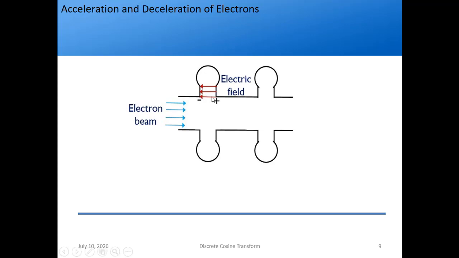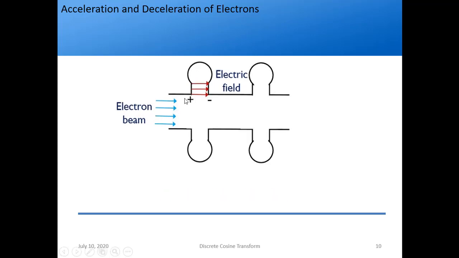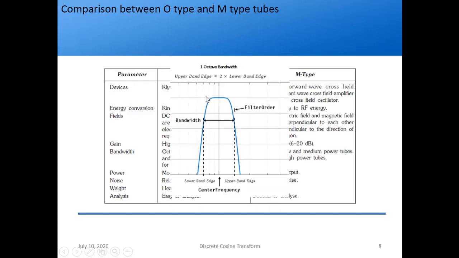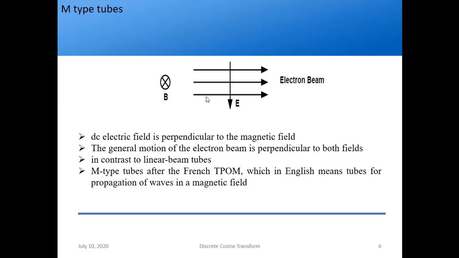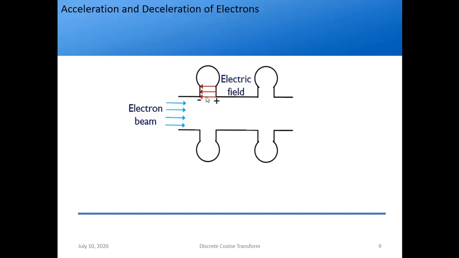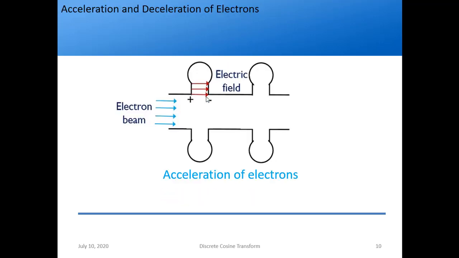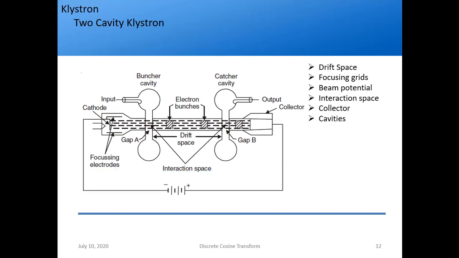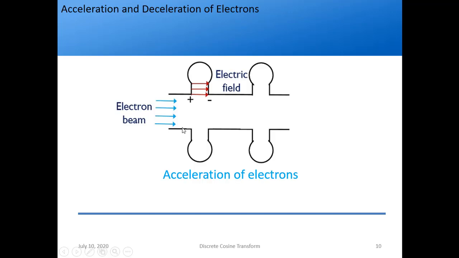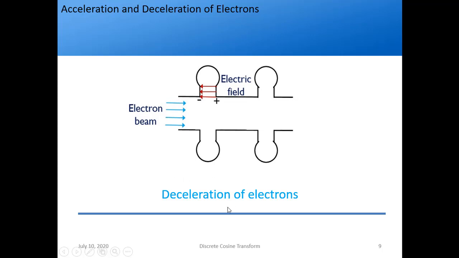At one point I'll have minus here, plus here. At the next instant I'll have plus here, minus here. So I'll have continuous what? I'll have deceleration of electrons as well as acceleration of electrons, right? As the electrons pass here, since you have a sinusoidal wave, what will happen when the electrons encounter the exact zero potential? There will be no change in the velocity of electron. But when they encounter a positive potential, as shown here, they will get accelerated. When they encounter a negative potential, they will get decelerated.